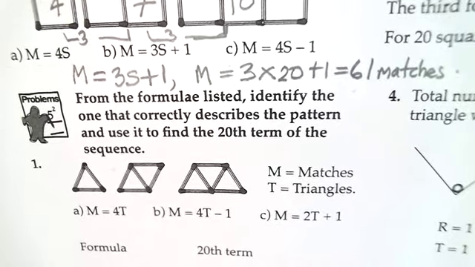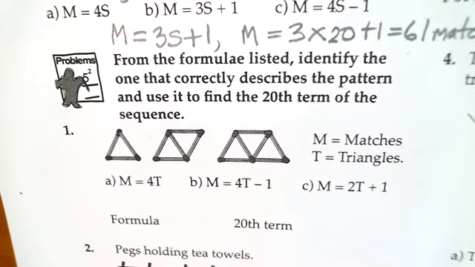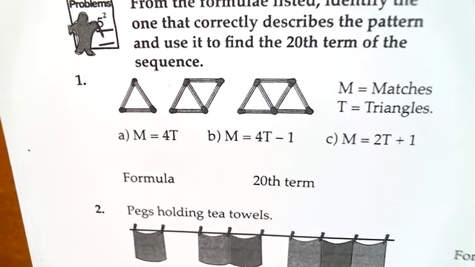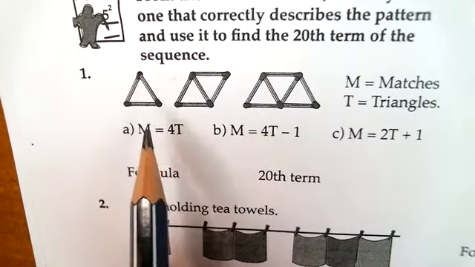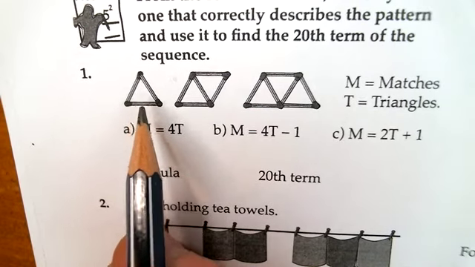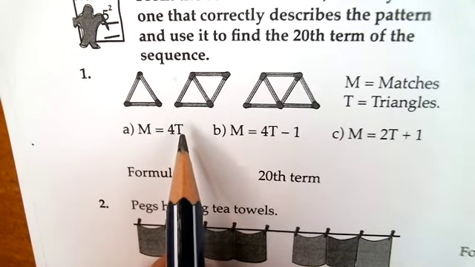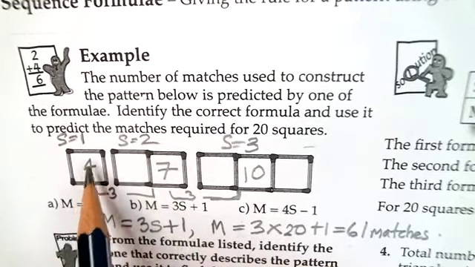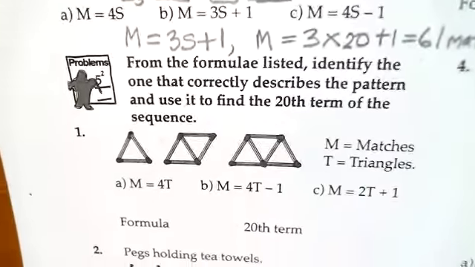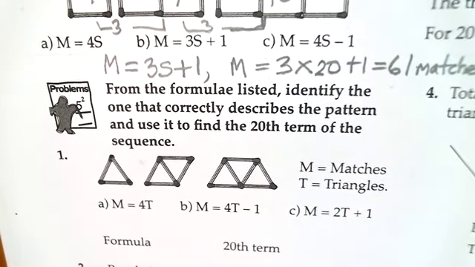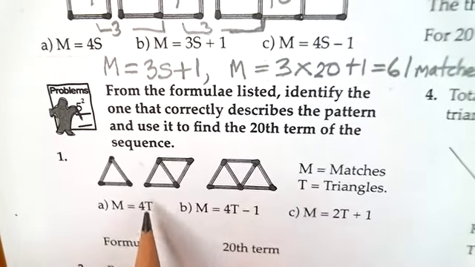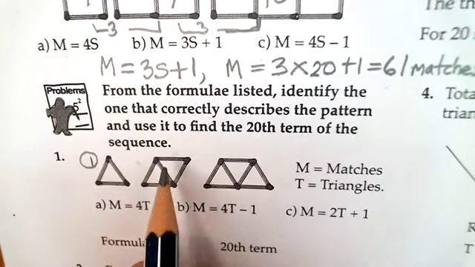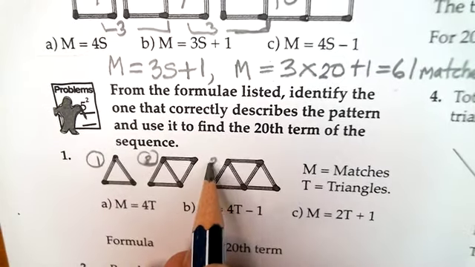Okay, next one. It says from the formulas listed, identify the one that correctly describes the pattern and use it to find the 20th term in the sequence. So here we've got the first term. These are called terms this time. These ones were called s for squares, this is 1 square, 2 squares, 3 squares. These ones are called terms. So the number of matches. Here's the first term, 1. Here's the second term. Here's the third term.